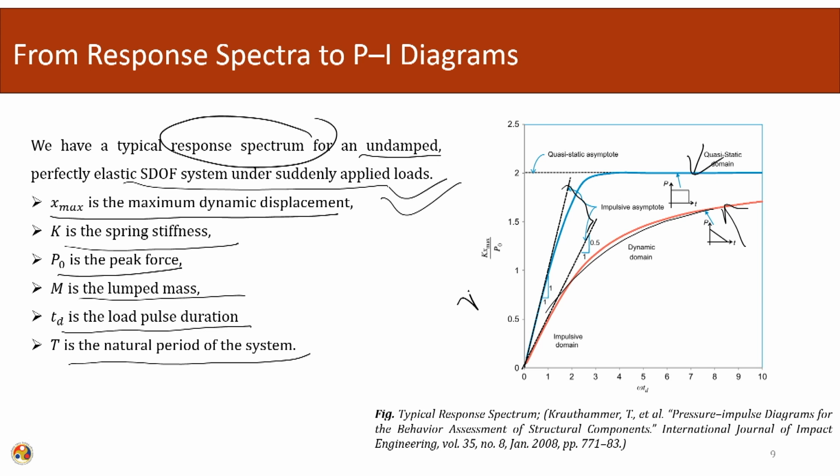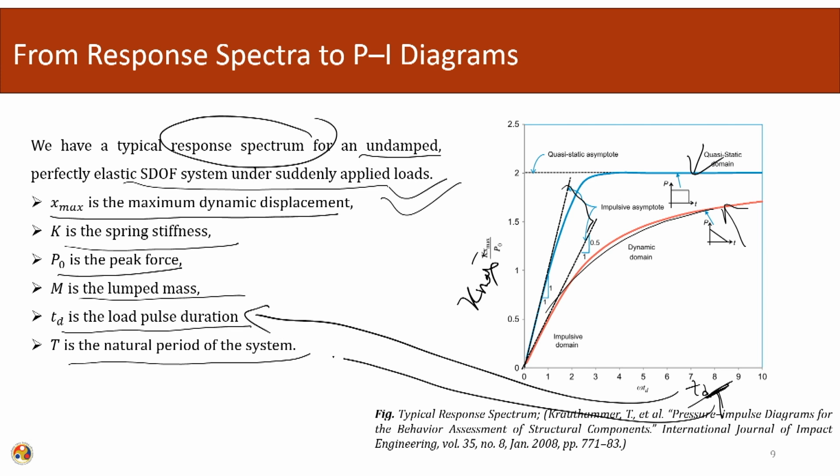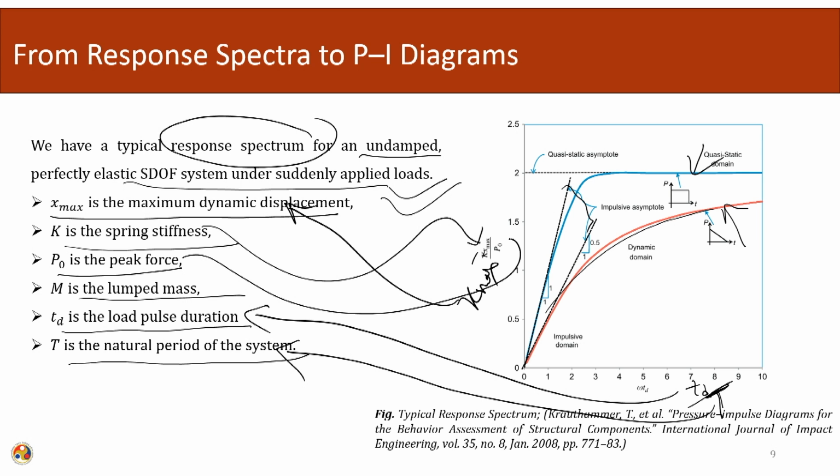So, here this is X max and this is the ratio of Td over T. This is Td, this is T. This is X max, K is the string stiffness, P naught is the force, and M is the lumped mass. M will be used in order to calculate my T.